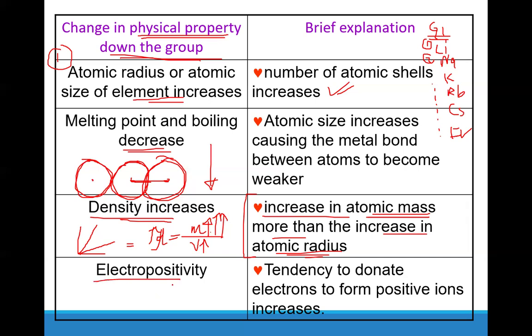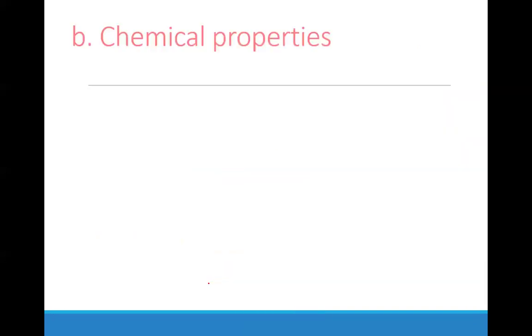The electropositivity, it is the tendency to donate electrons, right? So what will happen to the electropositivity down the group? As you move down the group, the electropositivity increases, right? And why does that occur? The same reason, which I told you earlier. As the number of shells increases, the outermost electron moves farther and farther away from the nucleus. And that's why the force of attraction between the nucleus and the electron decreases. And that's why the electron finds it easy to leave this atom, right? That's why the electropositivity increases, right?